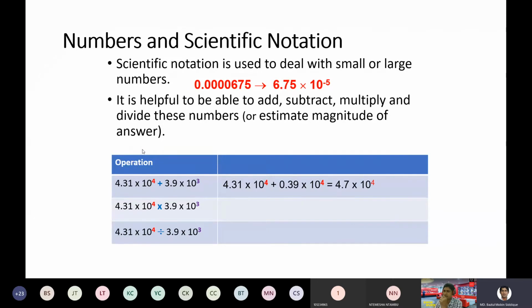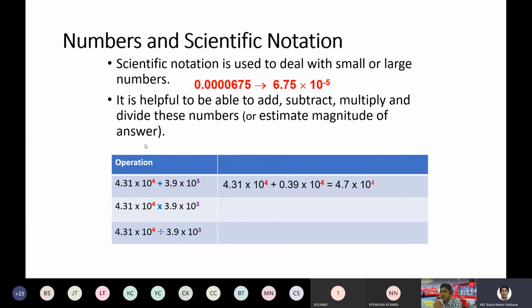But to improve our calculation capability, we can also do it very fast and easily if we make the power of 10 the same on both sides, right? We make it the same, and then we just add the rest as a simple addition. So in this way, it is easier.